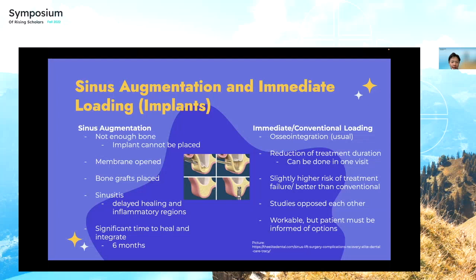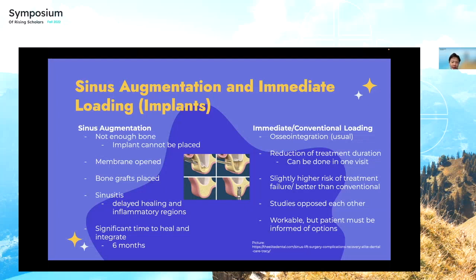So the problems with sinus augmentation include the development of sinusitis, which causes delayed healing in inflammatory regions, and also the efficiency for the patient, which will cost a lot of time. To counteract this, short implants were made, but there was no clear definitive result for the short implants as their success rates fluctuated. For immediate and conventional loading, conventional would be the osseointegration discussed before, where it would take months to heal. But immediate would be finalizing the treatment 48 hours after it's screwed in. It reduced the treatment duration by a lot and can be done in one visit.